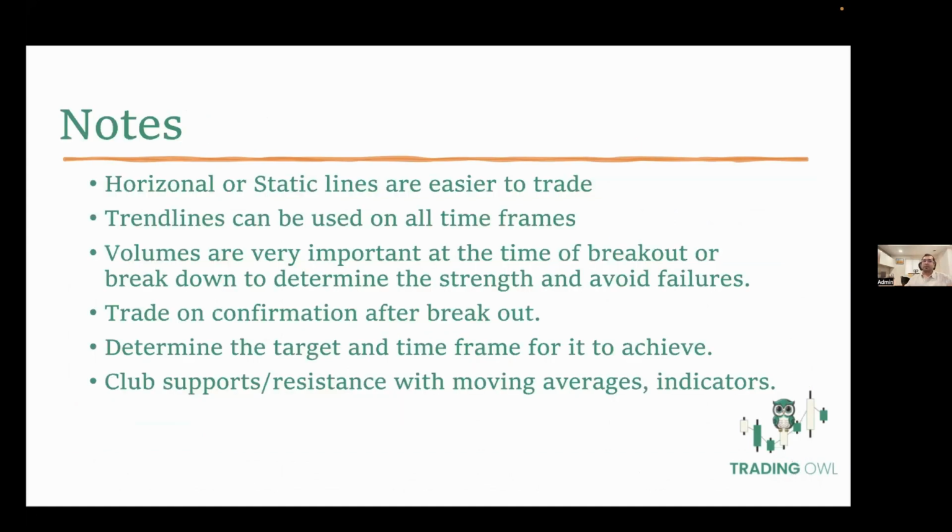Now, a couple of notes: horizontal static lines are easier to trade, very clear, because they are very easy to identify. Your risk reward is the best in horizontal lines rather than the sloping ones. Trend lines can be used on every time frame. You can use it on 5, 15, 30 minutes, 1 hour, daily, weekly, monthly, whatever you want. That's your comfort. Volumes are very important at the time of breakout.